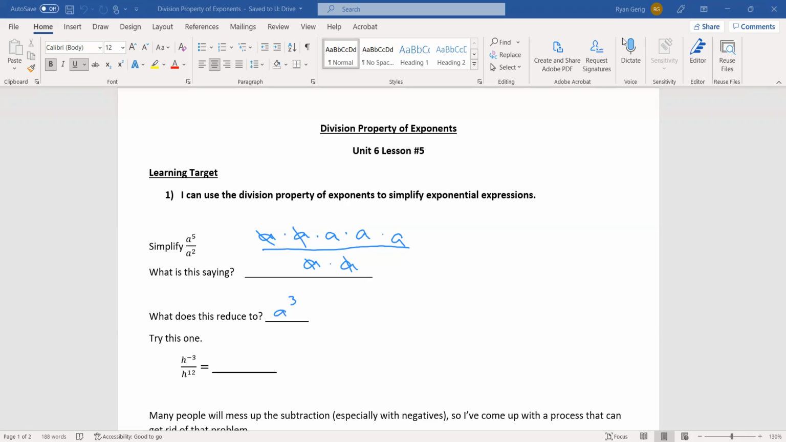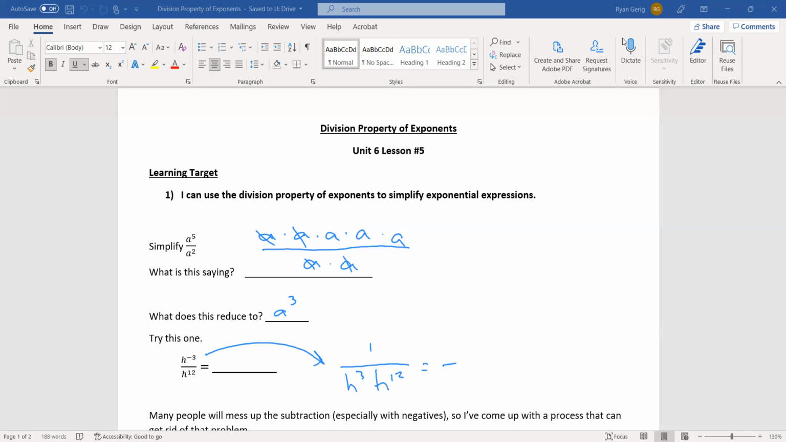Well, if I make everything happy here, so I'm going to go over here and make everything happy. So h to the negative 3rd is not happy on top. It wants to go to the bottom. H to the 12th is already on the bottom. There's nothing left on top. So we put a 1 there, right? So then we got h to the 3rd, h to the 12th on the bottom.